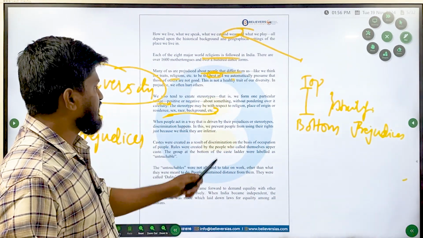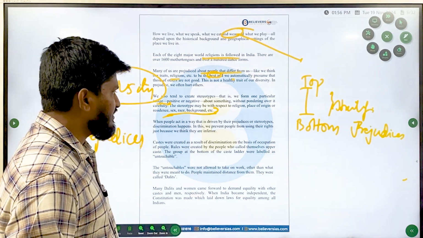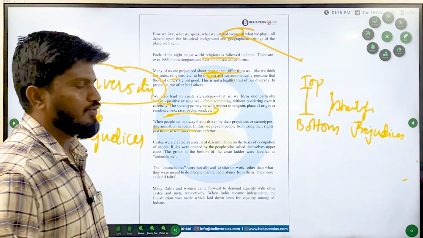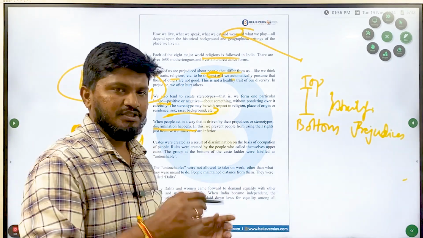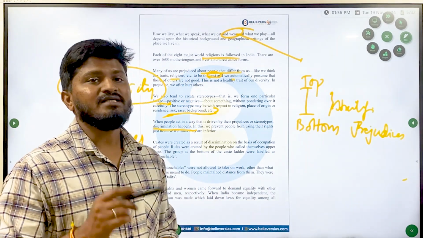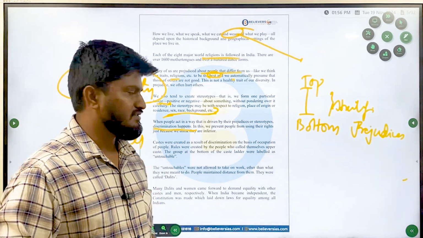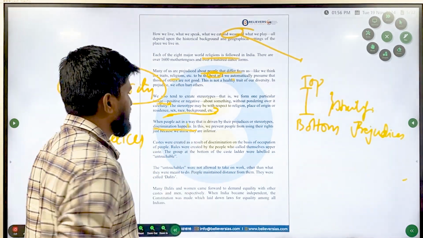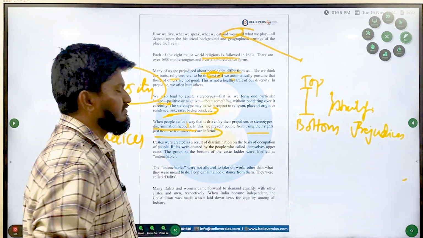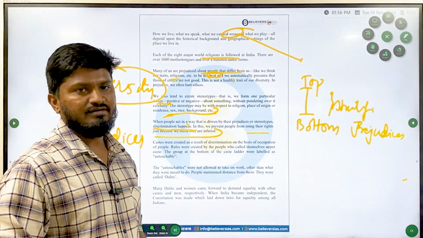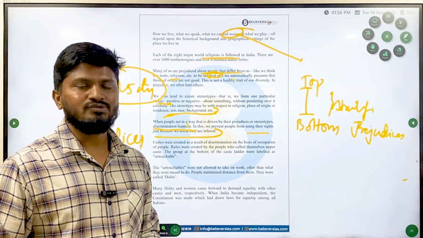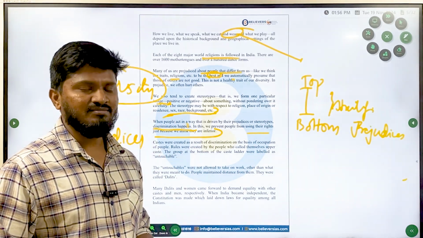Next, when people act in a way that is driven by their prejudices or stereotypes, discrimination happens. Okay, first you create a stereotype. Because of the stereotype, prejudices arise. Because of these prejudices, discrimination arises. So with this discrimination, we prevent people from using their rights just because we think they are inferior. Okay, that is how one of the most significant social structures, the caste system, arrived onto the stage.